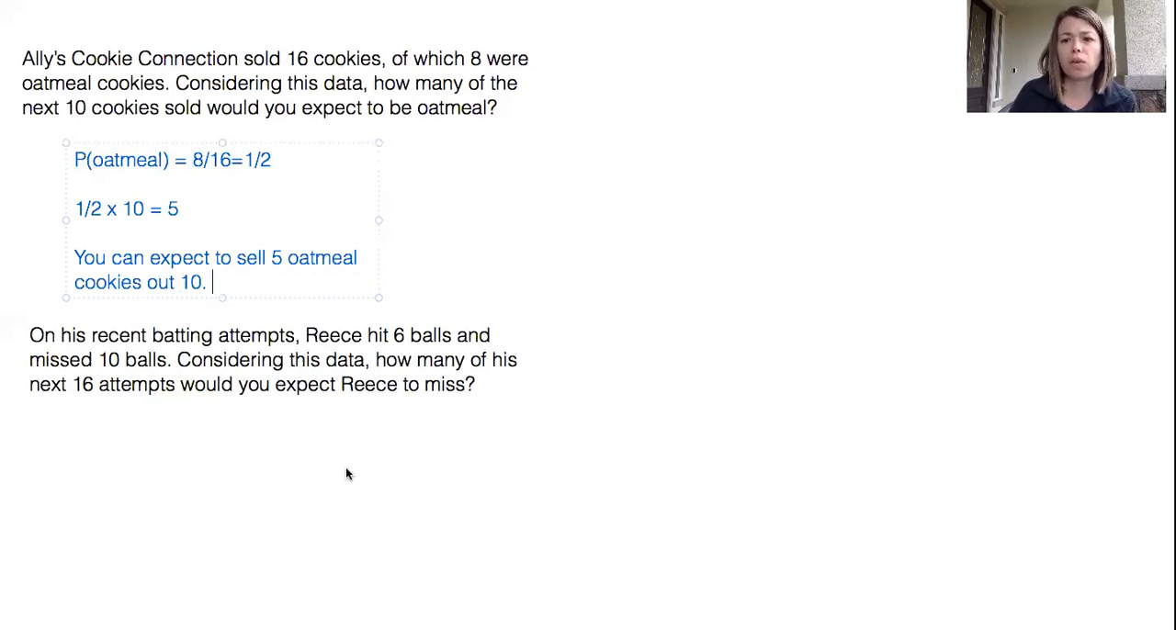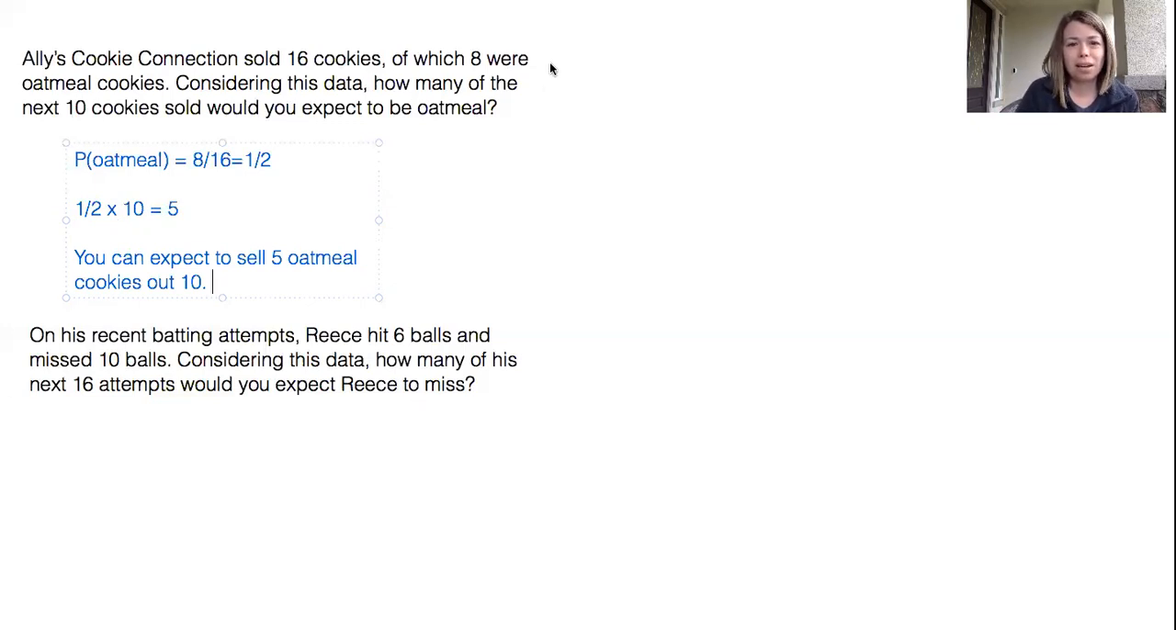All right, so let's go ahead and look at another example. And just to review, first you're going to find the experimental probability from the data given. Then you're going to use that probability, multiply it by the number of trials, which in this case for number 1 was the next 10 cookies that were sold. And then you get how many we can expect to sell. Again, this is a prediction. You could have a family that comes in and doesn't like oatmeal cookies, and they buy 20 cookies, and then none of them are oatmeal. So this is, like I said, just a prediction.